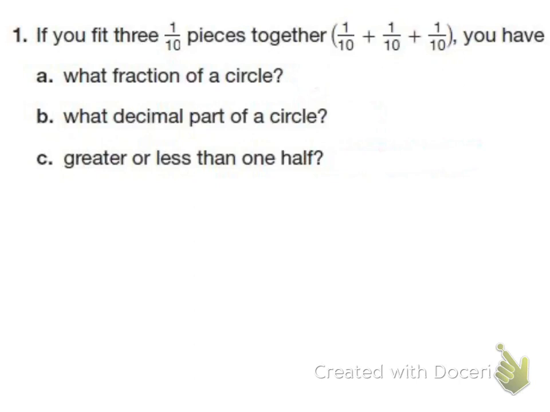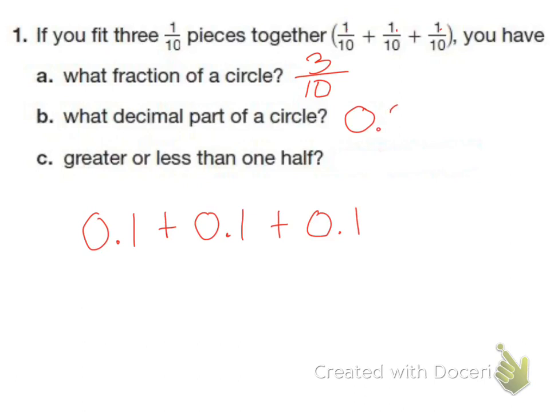So this question says if you fit 3 1/10 pieces together, you have what fraction of a circle? If I put 3 together, I would have 1/10 plus 1/10 plus 1/10, which is 3/10. What decimal part of the circle do you have? We know that 1/10 is the same as 0.1, so it would be 0.1 plus 0.1 plus 0.1. So the decimal would be 0.3.